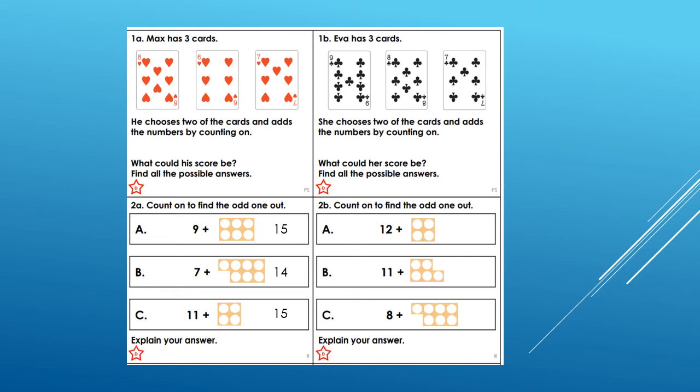Well done, you tried really hard. Well done for finding all the different answers you could get. Let's quickly try and find out which one was the odd one out. We had 12 plus 4, which was 16, 11 plus 5, which was 16, and 8 plus 7, which was 15. So C was our odd one out.